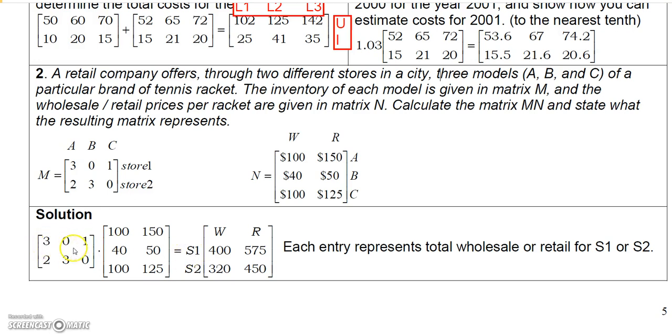And then if you multiply row 1 by column 2, that would give you the total value in retail from store 1. So when you multiply that, you get the total retail value in store 1 of the models. And then when you take row 2 and multiply it by each column, the first entry tells you the wholesale value in store 2 for those models, and then the second entry tells you the retail value in store 2 for those models.